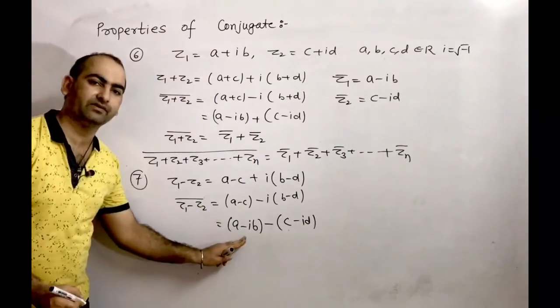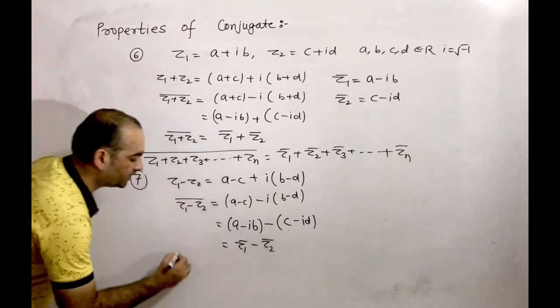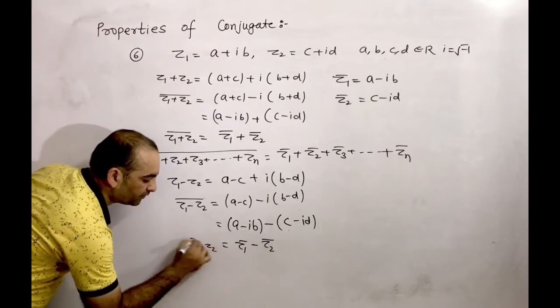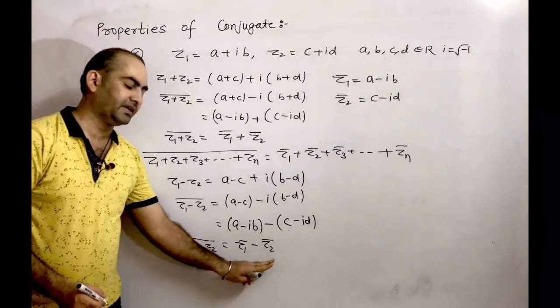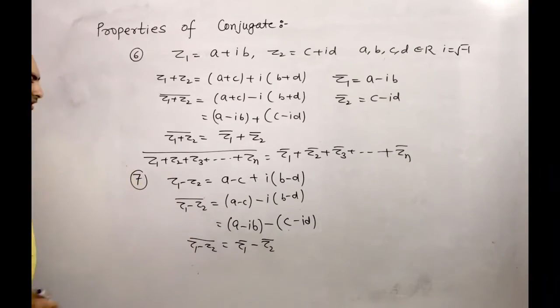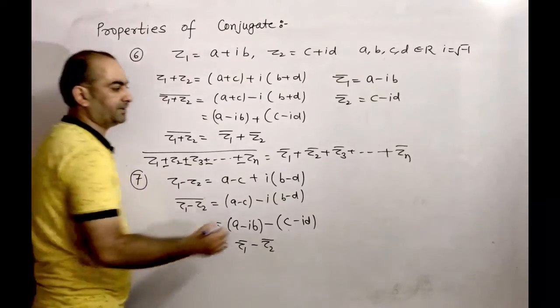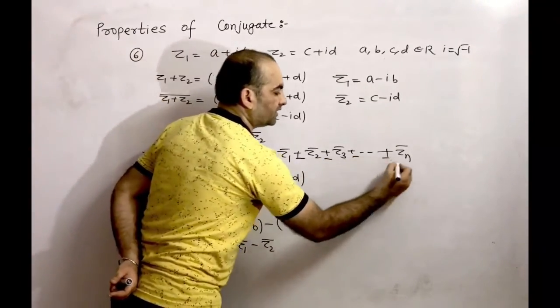So this one is what? z1 bar minus z2 bar. Okay, so z1 minus z2 whole bar we can write as z1 bar minus z2 bar. Okay, so if it is negative also, then also we can separate. So here if I take negative also, then also we can separate. Okay, like that we can write down.